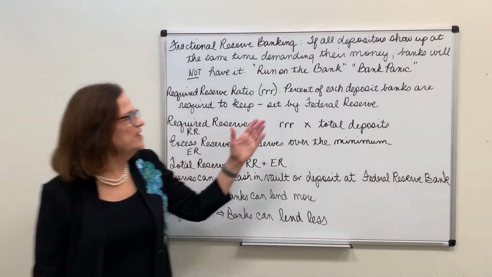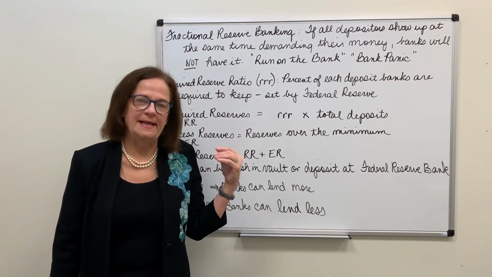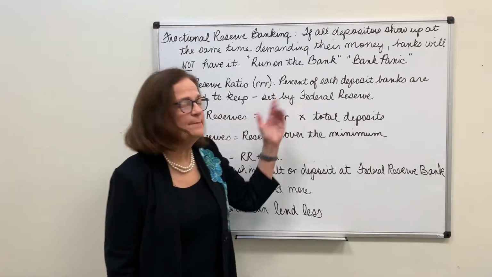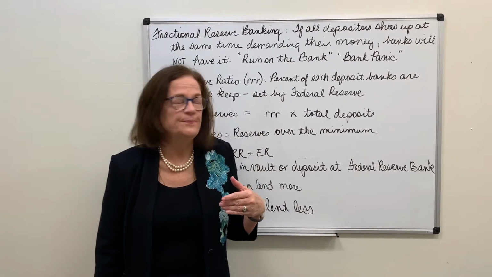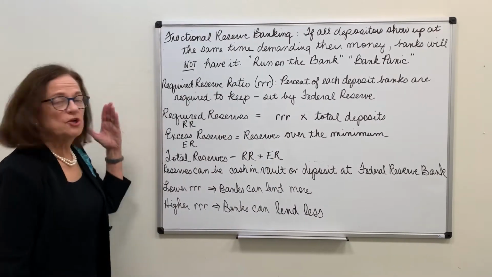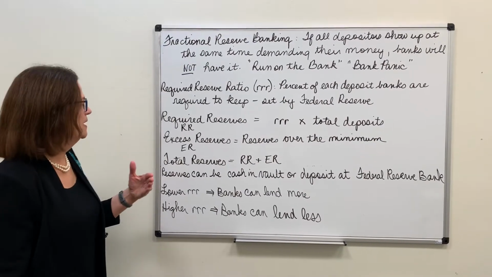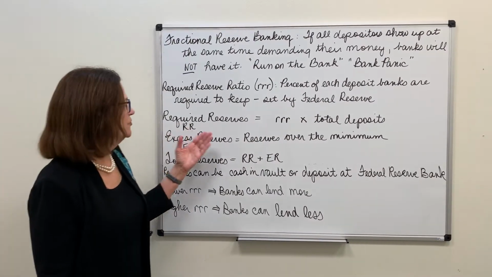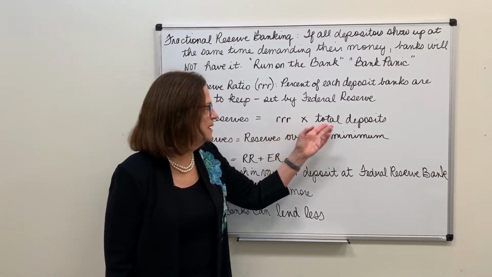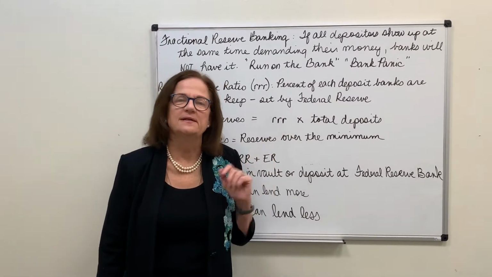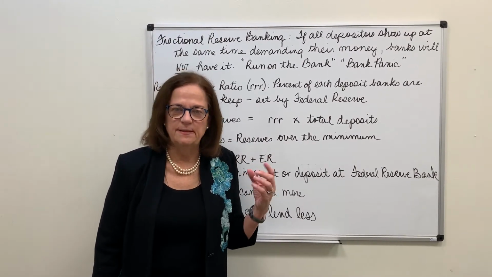This is the percent of each deposit that banks are required to keep on hand. This is set by the Federal Reserve System, the nation's banking authority. They determine how much of each deposit your bank has to keep on hand. So required reserves are the required reserve percent, the required reserve ratio, multiplied by total deposits. It's going to be a dollar amount of total reserves that banks are required to keep.